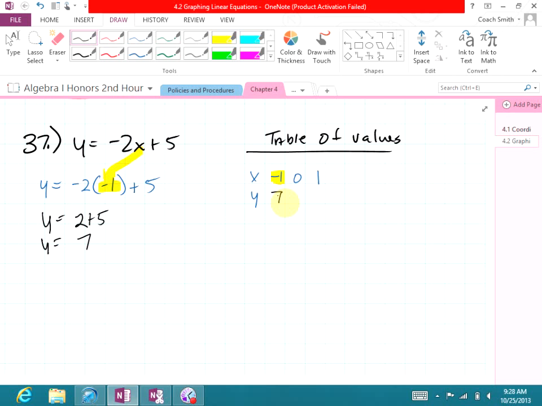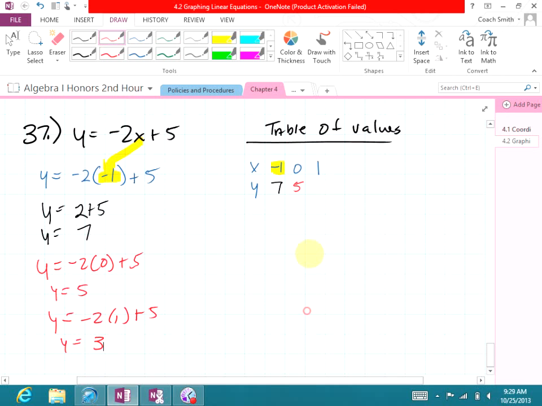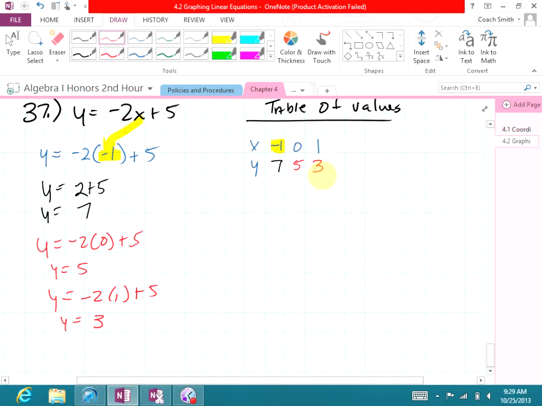The next one is y equals -2 times 0 plus 5. So y is equal to 5, because -2 times 0 is 0. Last time I checked. Then the next one is y is equal to -2 times 1 plus 5. y is equal to 3. The reason it is 3 is because -2 times 1 is -2. -2 plus 5 is 3.